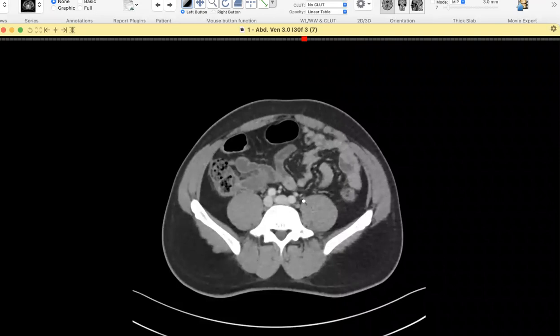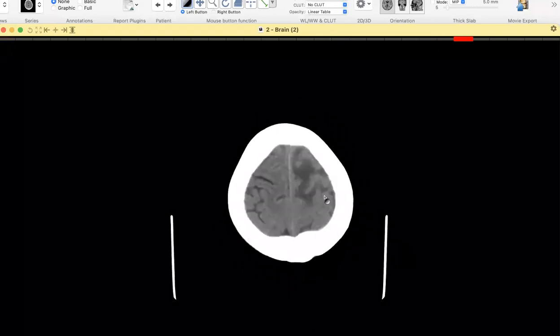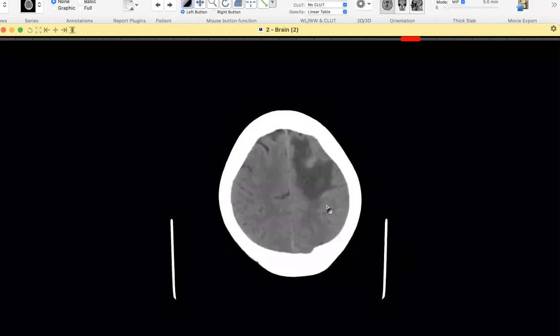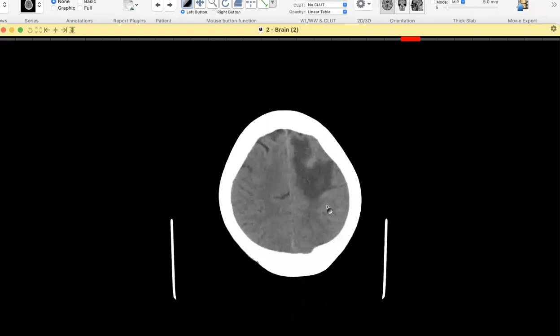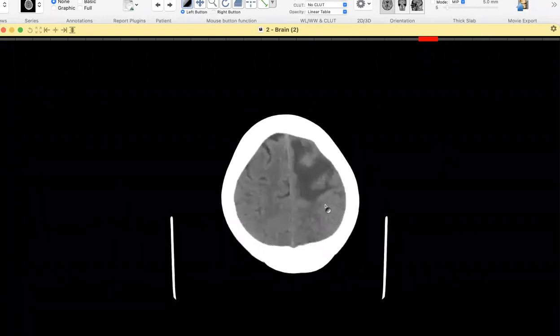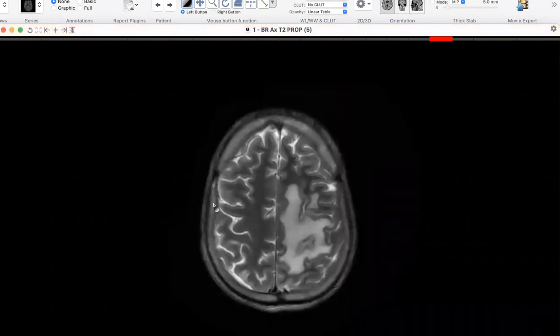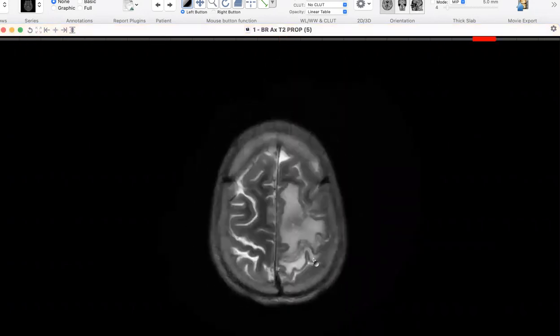This case, you did very well. This is just vasogenic edema. There's nothing else you can say on this. You said frontoparietal. On the CT, I'm not too convinced that it is involving the parietal. However, on MRI, we can see it's definitely involving the frontoparietal region.